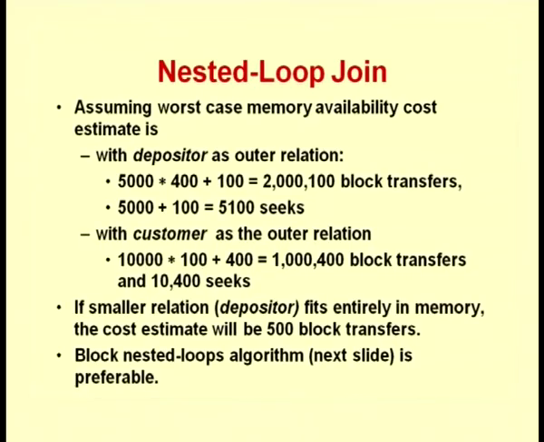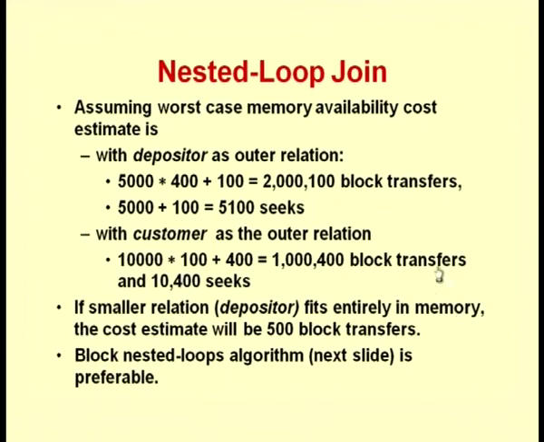Assuming worst case memory availability, the cost with depositor as the outer relation is 5000 * 400 + 100 block transfers, and so many seeks are required. With customer as the outer relation, the numbers change: this many block transfers and this many seeks are required. If the smaller relation fits entirely in memory, the cost estimate will be 500 block transfers. So, the block nested loop algorithm is preferable.